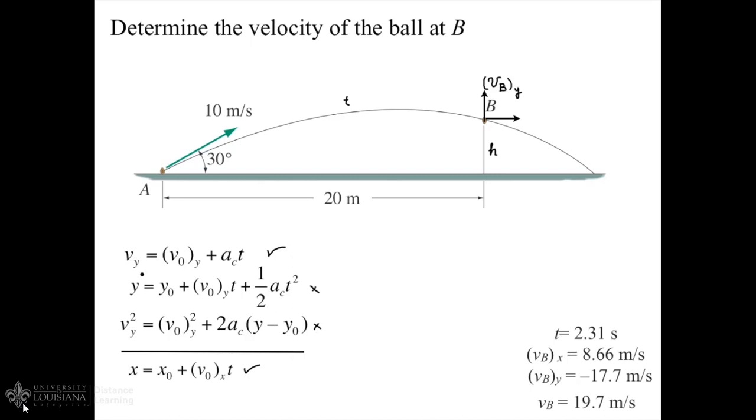If we begin by applying this equation, we would write v of by is equal to 10 sine of 30 degrees minus 9.81 times the time t. And so here we have two unknowns in the equation. Going down here, we would write 20 equaling 0 plus 10 cosine of 30 degrees times t. And here, of course, we can solve for t. We get the answer at 2.31 seconds.